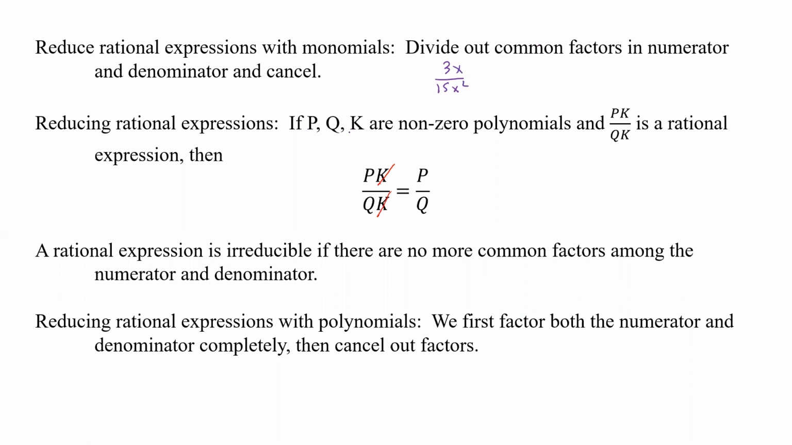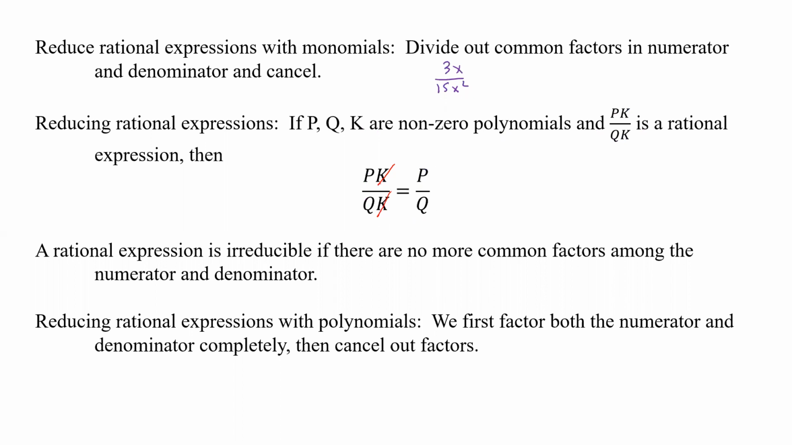The way we're going to do this is we're going to look at it this way. If p and q and k are non-zero polynomials, and we have p times k over q times k as a rational expression, then we can cancel out the k's because those are common factors, and we just get p over q.